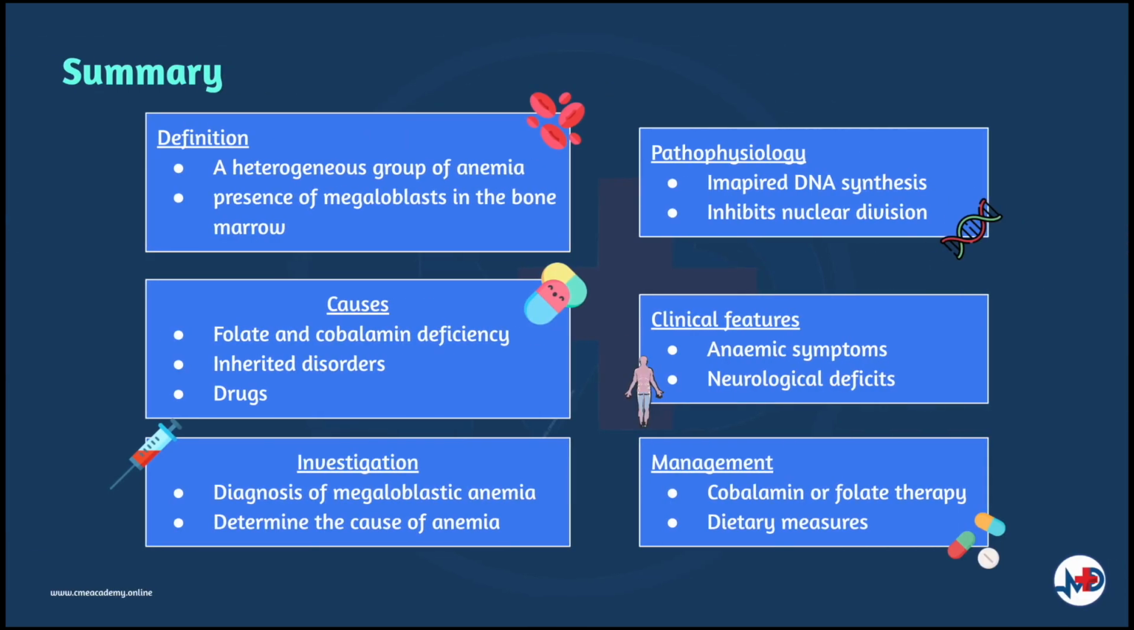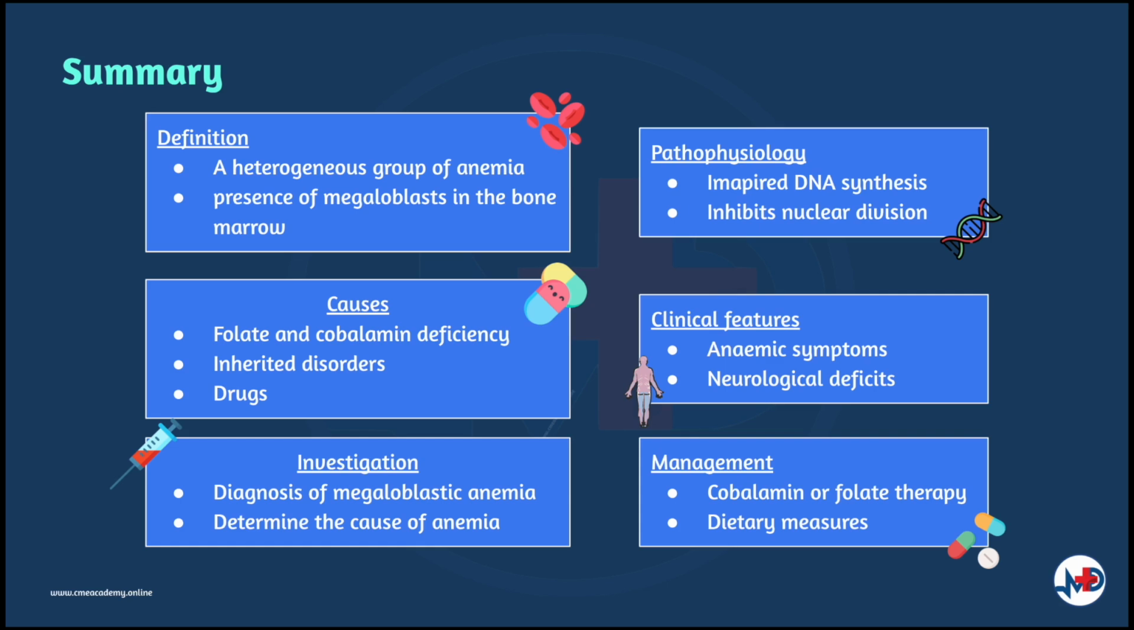Now, let's summarize what we have covered so far. Megaloblastic anemia encompasses a heterogeneous group of anemias characterized by the presence of megaloblasts in the bone marrow. This condition is primarily due to impaired DNA synthesis, which inhibits nuclear division. Both folate and cobalamin deficiency are the leading causes of megaloblastic anemia. Some inherited disorders and drugs may also cause megaloblastic anemia.